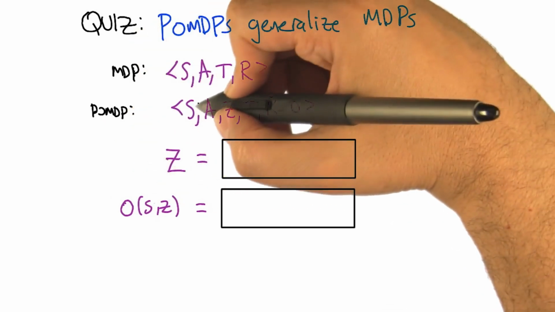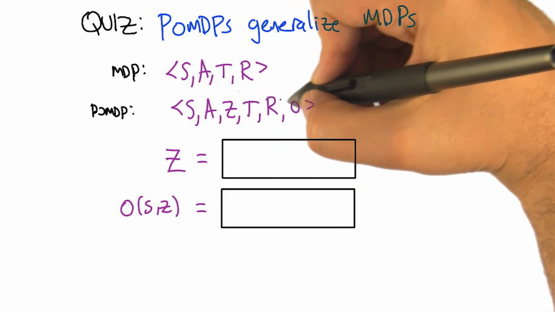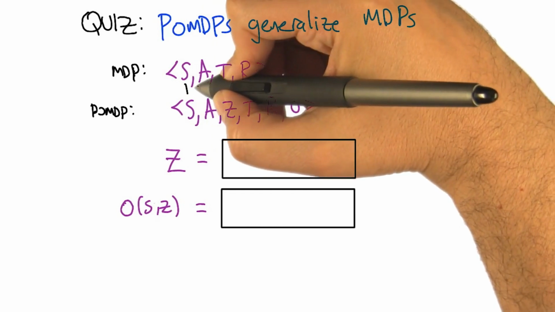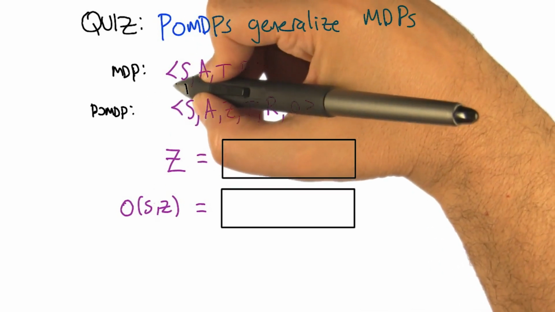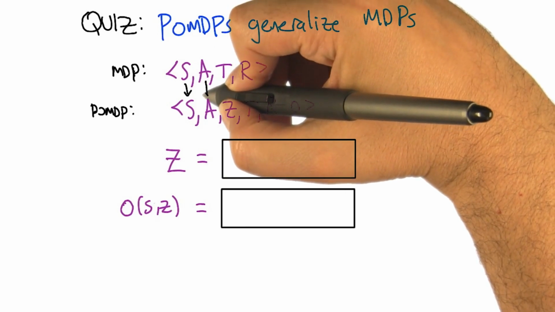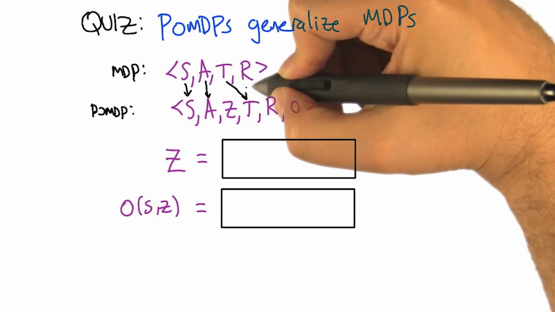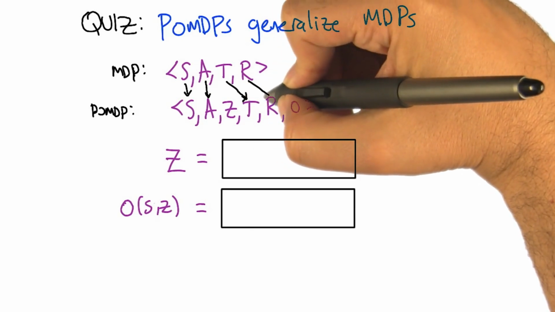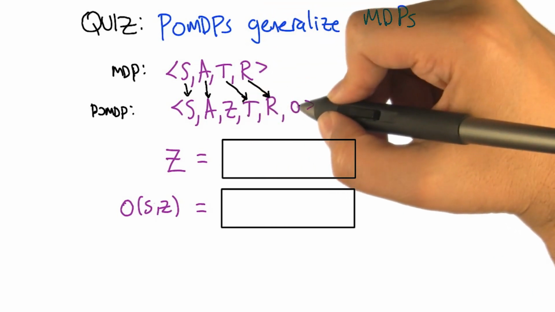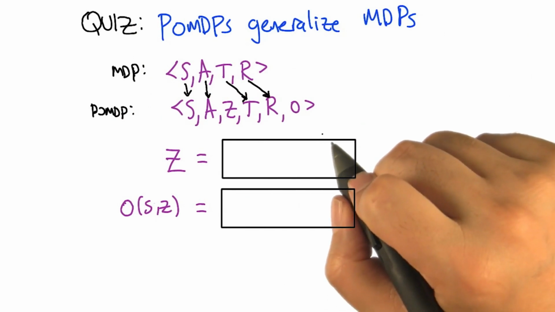For a POMDP, you need to specify the state, action, observables, transition, reward, and observation function. And I'll give you a hint. The states of the POMDP are just going to be the same as the states of the MDP. The actions of the POMDP are just going to be the actions of the MDP. The transitions are going to be the same, and the rewards are going to be the same. And you now have to define what are the set of observables and what is the observation function that makes the POMDP act just like the corresponding MDP.